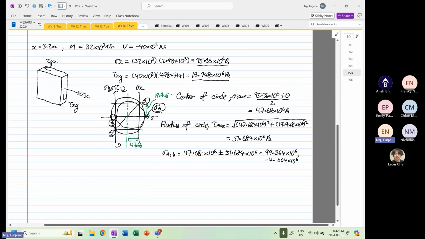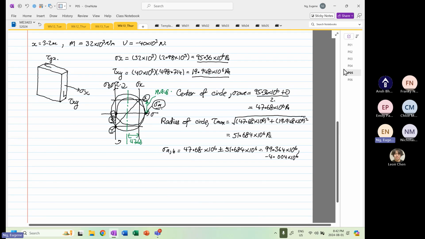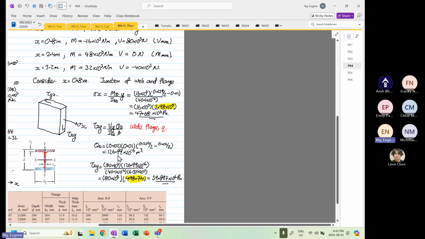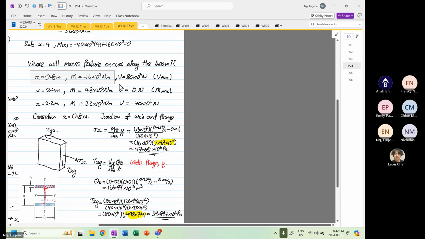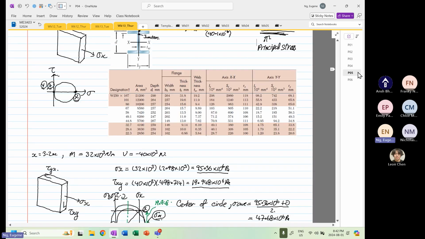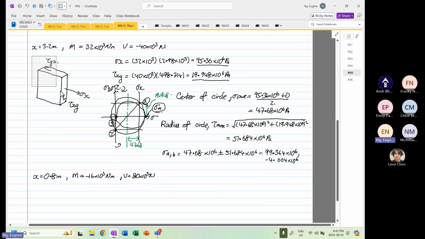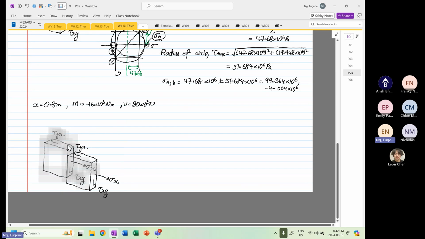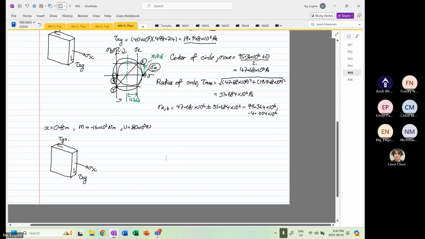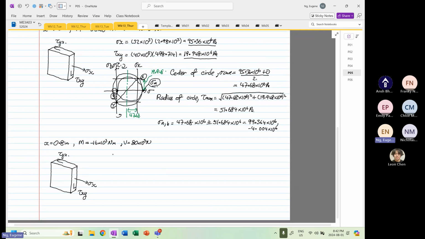The next thing we have to do is consider x equal to 0.8, because now you have a very high shear force. The formula is all the same, similar to the one that we just did. So this is our element again. I'm not going to draw more circles. We can just plug in all the values. This will help you reduce your time when you're doing your question.